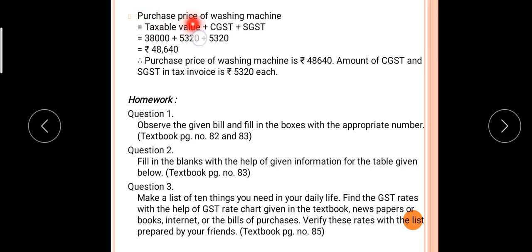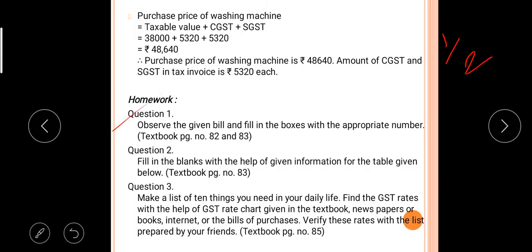Now the purchasing price of the washing machine is taxable value plus CGST plus SGST, and after adding you will get the purchasing amount, that is the total amount of the machine is 48,640 rupees, and the amount of CGST and SGST is 5,320 rupees. So this statement you must write, it is compulsory, no need to repeat. Also I am saying, for this statement you will get half marks.